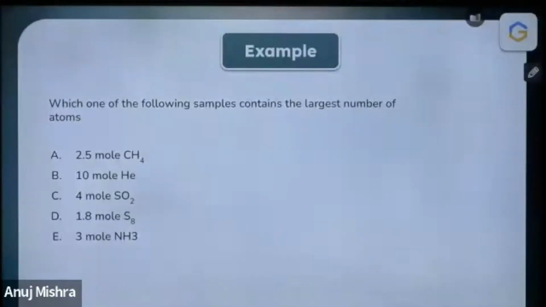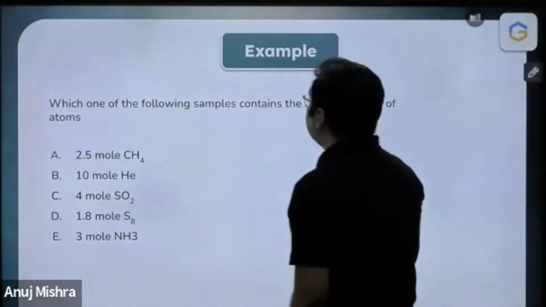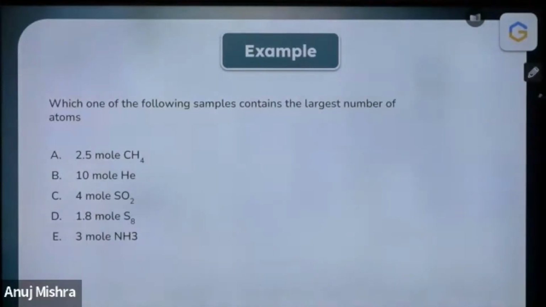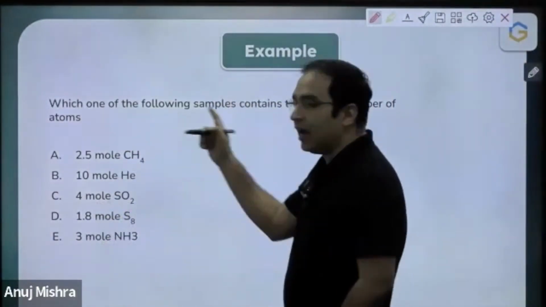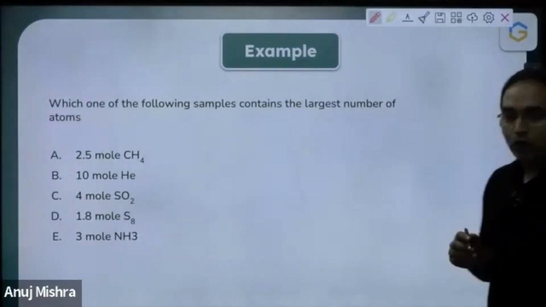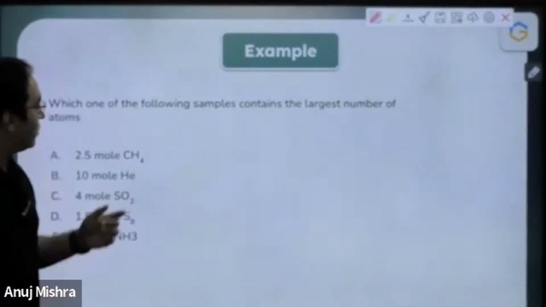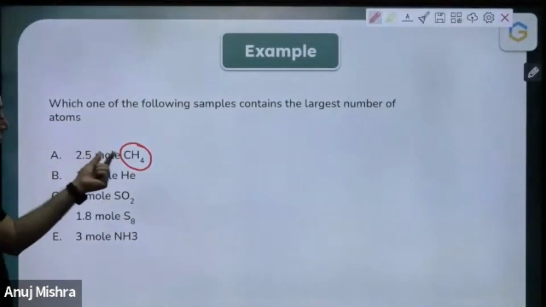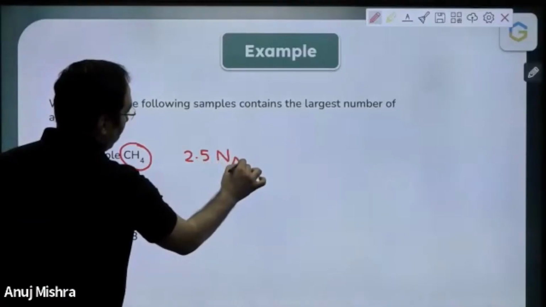Let's try out the next question on your screen. Which of the following samples contain the largest number of atoms? Now मेरे को बताओ, what I have given you is moles, and what I'm asking is atoms. I've given you moles, and I'm asking atoms. What is moles? Whenever you're given moles, it's a collection of how many things? Na things. Yes. So this is a molecule. CH4 is a molecule, and 2.5 moles are there. So can we say it is 2.5 into Na units of CH4?